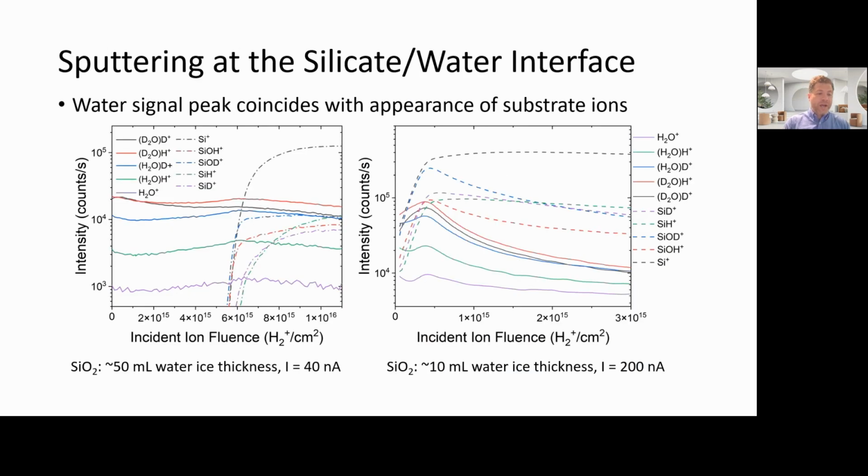Interestingly, we see that when we track the relative abundance of the various ions over time, we see a peak in the water group species. The solid lines are showing the water group species. The dotted lines are showing the substrate group species. And so we see that as the substrate group species are appearing in the spectra, the water group species are reaching a maxima and then decay. This is much more clear in the 10 monolayer depositions, where as those substrate ions are appearing and peaking, we see that the water group species go through a maxima and then decrease. Next slide.